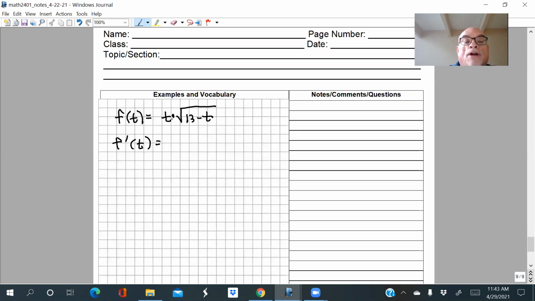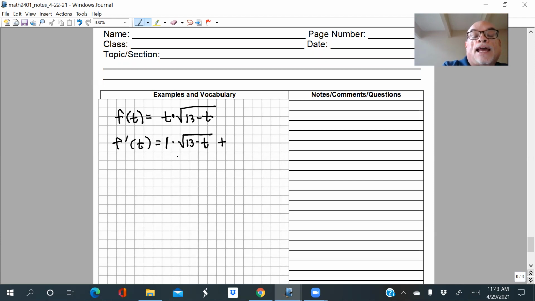Let's recall the product rule. In the product rule, you find the derivative of the first expression, which in this case is t, and then multiply it by the second expression, keeping it, which here is square root of 13 minus t. Well, the derivative of t is 1. That's so easy. So you have 1 times the square root of 13 minus t. That part was not hard.